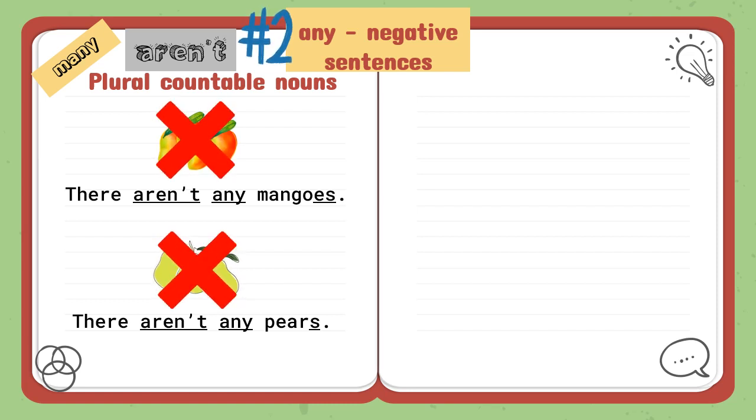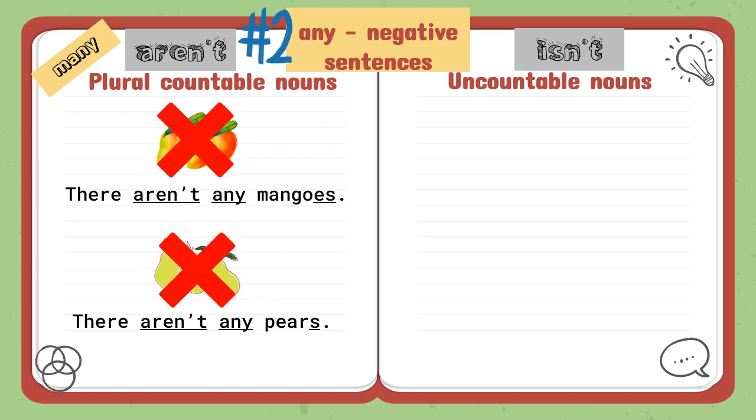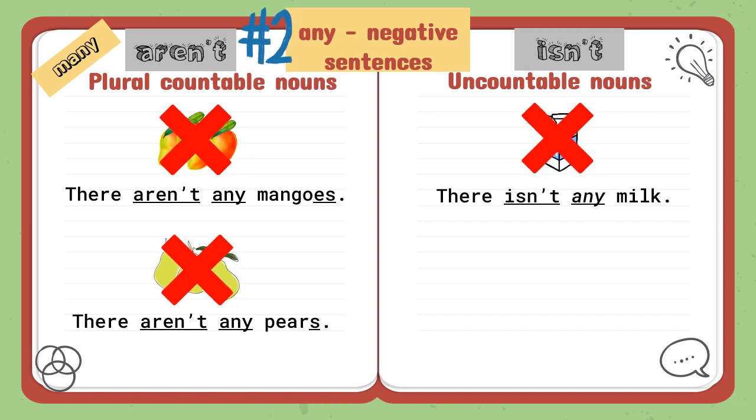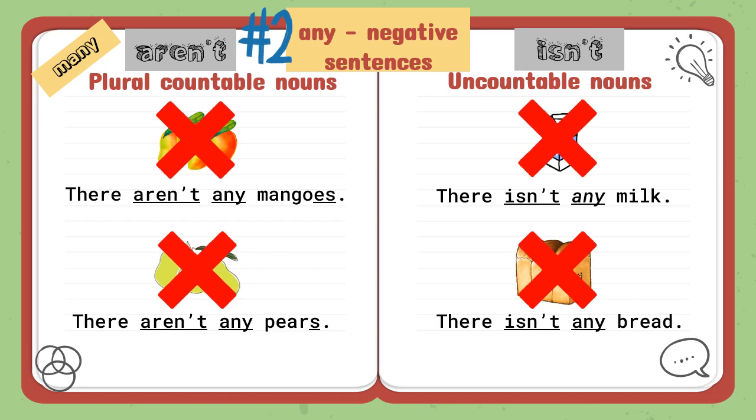Right, good. Next one we have uncountable nouns. So for uncountable nouns, the sentence will be there isn't. Okay, the verb will be isn't. Milk, no milk. There isn't any milk. Bread, no bread. There isn't any bread. Alright, next we will look at more examples.